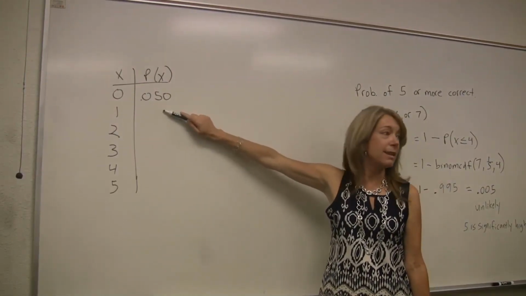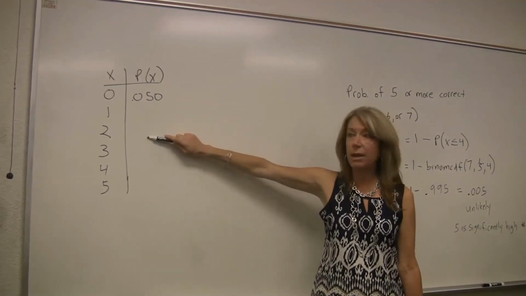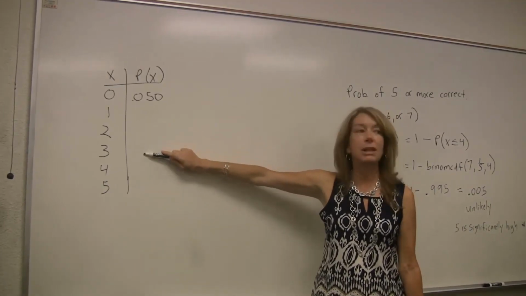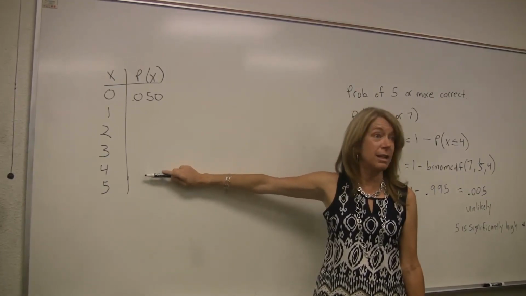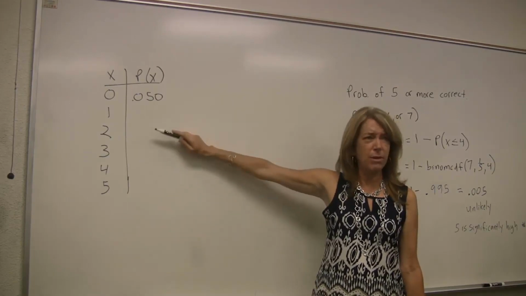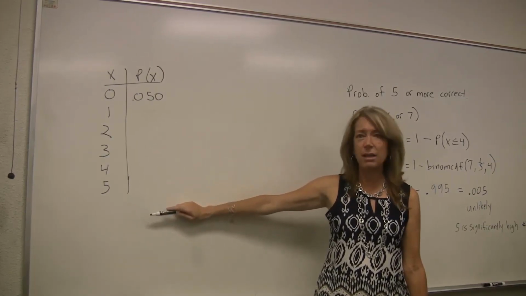Binomial PDF with x equals 1. Binomial PDF with x equals 2. Binomial PDF with x equals 3 to fill in this table. We agree what I'm talking about there? That's how we get all these.